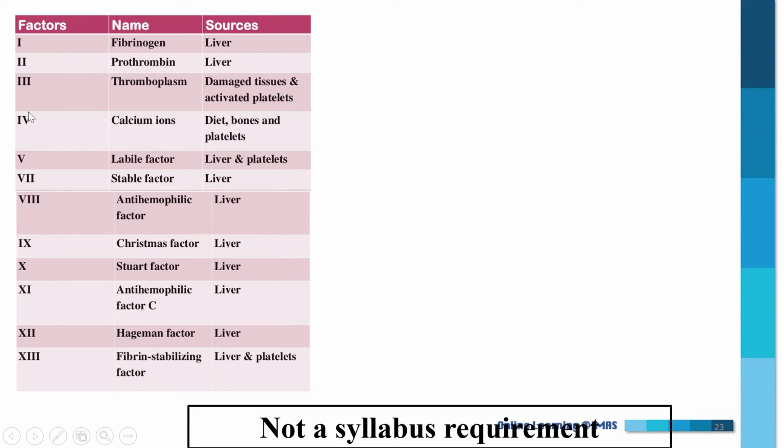Okay, so this factor 8 is not alone, but you have many other factors. This one is not a syllabus requirement, you don't have to memorize all this, but I just explain here what those factors are and how they are involved in stopping bleeding. So here you have many other factors, factor 1, 2, 3, etc. There, our factor 8 is here. This is factor 8. All right.